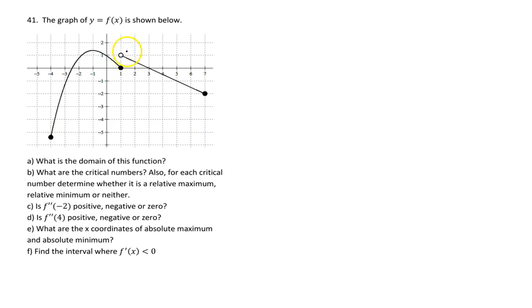The only thing that you also have to consider here is what happens at 1. If these were both open circles, then the value at 1 would be undefined, but f of 1 is 0 according to this graph, so it is defined. So we know that the domain is just everything from -4 to 7.